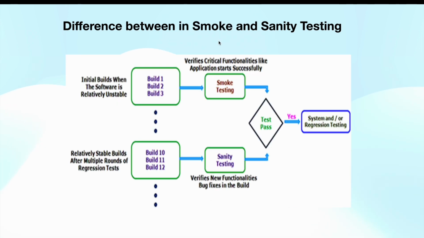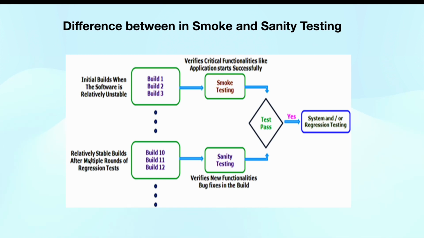Likewise, there is a difference between smoke testing and sanity testing. Initial build, when the software is relatively unstable. Here the build is unstable, there could be any number of builds. Then we will be performing smoke testing to verify critical functionality, like whether the application starts successfully. As a basic example, we can see if login works properly or not for any particular application. If this test case is passed, then we can go for any other testing.